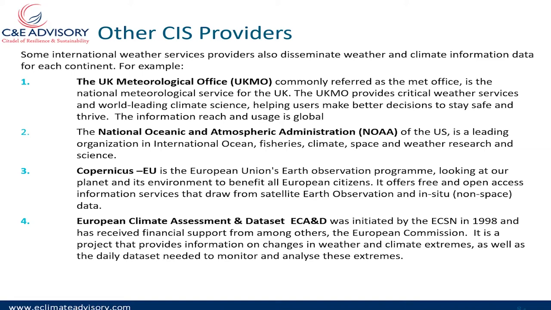Then in the US, we have what we call the National Oceanic and Atmospheric Administration, which is also global, and it's a leading organization, especially in international ocean fisheries, climate space, and weather research and science. So it provides a lot of information on the Atlantic Ocean, especially because that's where a lot of tropical storms come from. Then we have the Copernicus EU, which is the European Union's Earth Observation Program, which looks at the planet and its environment to benefit the European citizen. It offers free and open access information services that draw from satellite Earth observation.